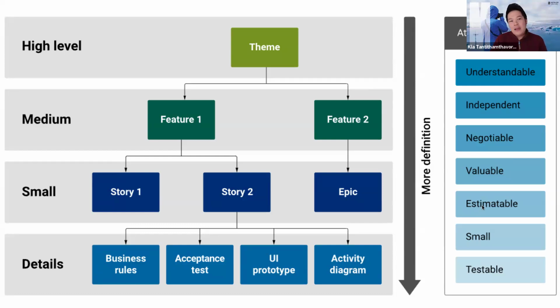Let's say, I want a shopping cart. First, it's not detailed enough. Second, it's not testable. Third, it's not small enough. Finally, it's not estimable as well. I want a shopping cart, but what does the shopping cart look like? It's really unclear. Make sense? So that's why when you come up with a user story, it should follow these principles.